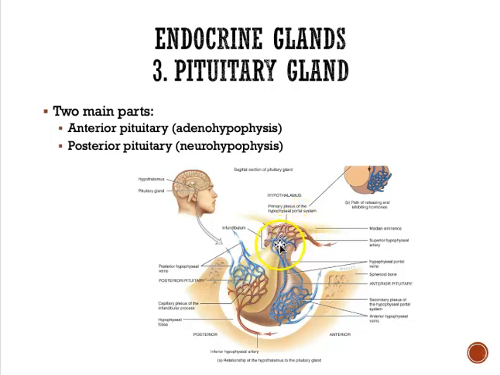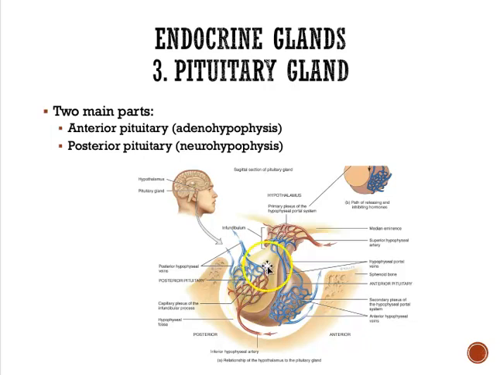And these are going to be the axons from the neurons whose cell bodies are in the hypothalamus that extend down into this posterior pituitary, and they're going to release their hormones here. Okay, so to be very clear, any hormone that the posterior pituitary produces, it's actually being produced in the hypothalamus, but released in the posterior pituitary.